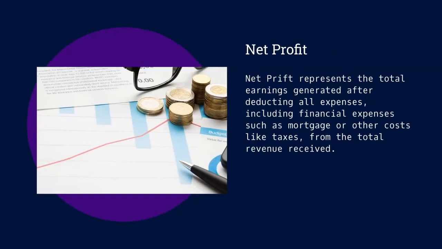Then we have net profit. The net profit represents the total earnings generated after deducting all expenses, including financial expenses such as mortgage and other costs like taxes from the total revenue received. So you could have a property that maybe is operationally profitable. Let's say that you have a property that rent covers all the maintenance and management costs and gives you a profit there. But since you are paying a high mortgage, then the property ends up having a negative net profit. So the strategy is different in different cases, right?